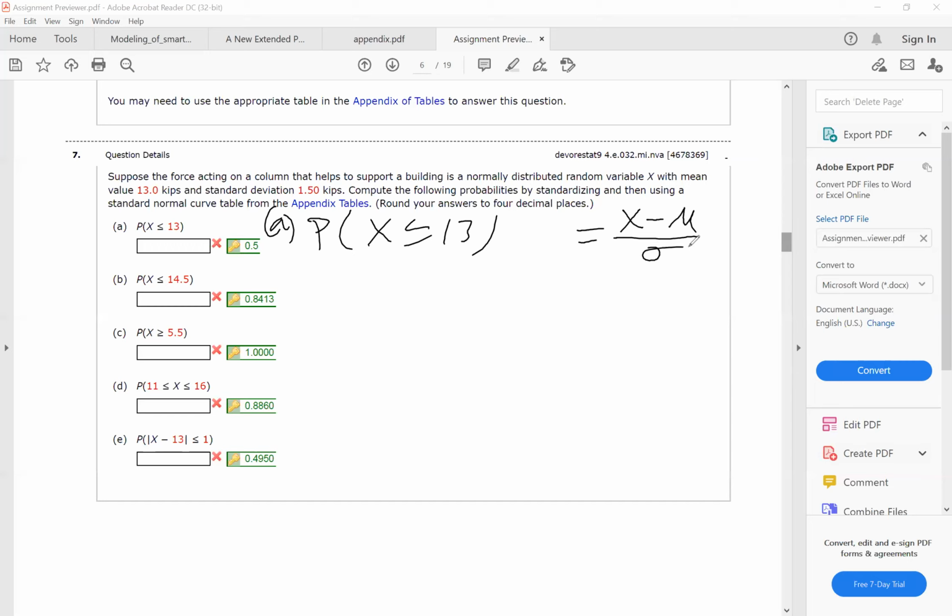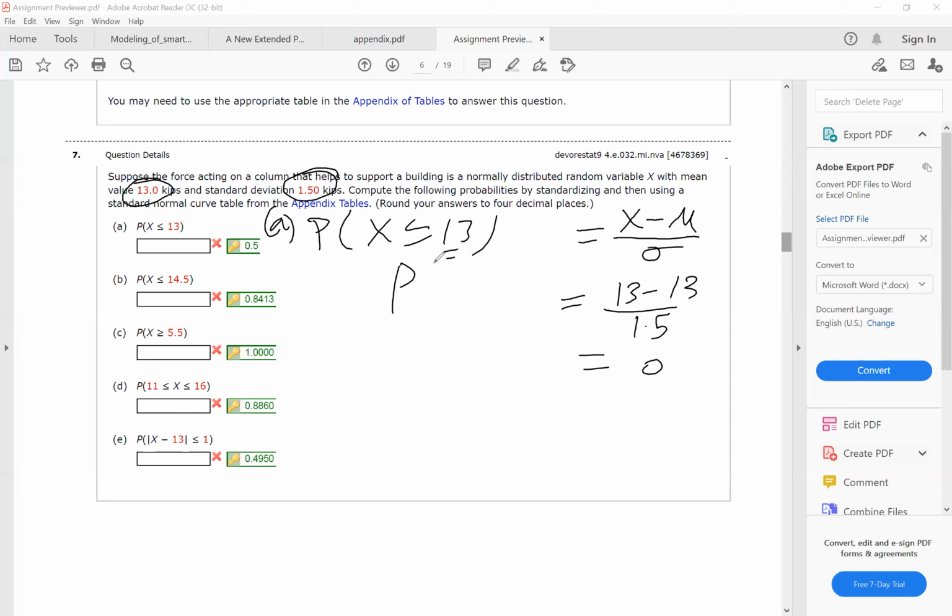So Z equals X minus mu over sigma. Mu is the mean, sigma is the standard deviation. Here we are given the mean is 13, standard deviation is 1.5. So if you want to convert 13, it will be 13 minus 13 over 1.5. So this is 0.